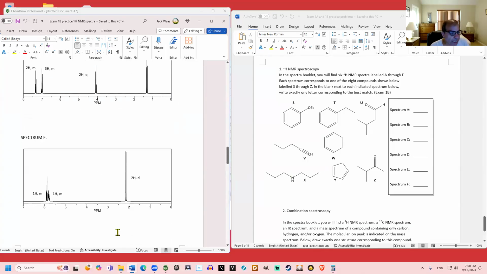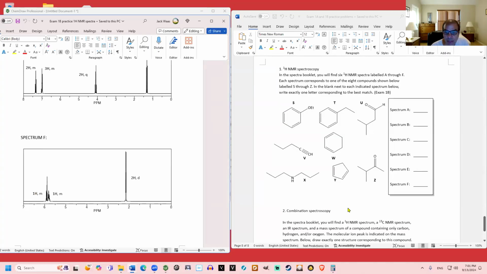And finally, we have spectrum F. Looks to me like we have two hydrogens. They could almost be aromatic, but how are you going to have an aromatic ring with only two hydrogens? I think it's likelier that they're vinylic. And so we have two types of vinylic hydrogen and also a 2H doublet that's in the alkyl region. So these exist in the ratio 1 to 1 to 2.